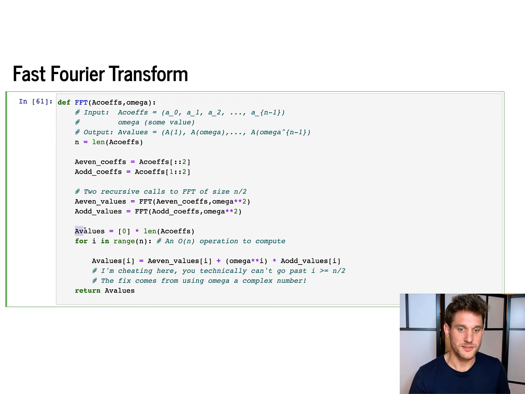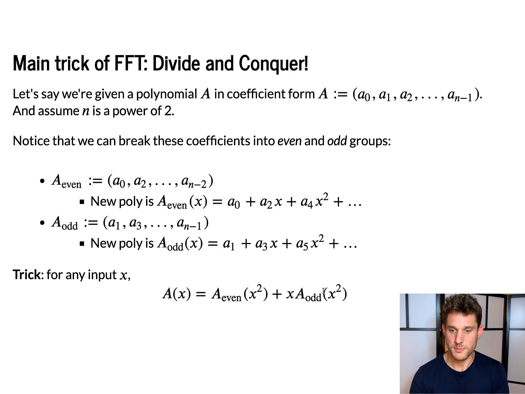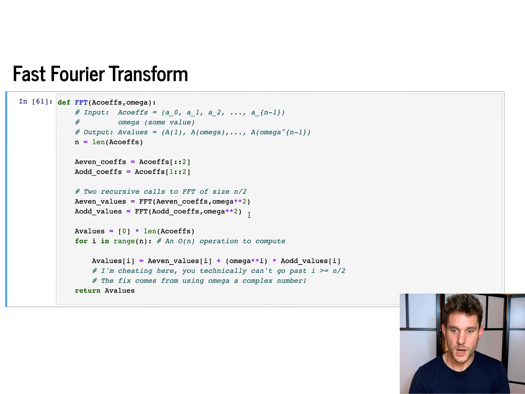Well, I now initialize some output array a values, and I can fill it in as follows. I simply use this fact that I used in the previous slide, which is that a values of i is a even values of i, remember, I got this on omega squared, plus omega to the i times a odd values of i. All this line right here is doing is representing this simple fact that I showed you on the previous slide. I'm using this fact right here, and I'm just plugging it in as code. This is where we're getting this line of code from.